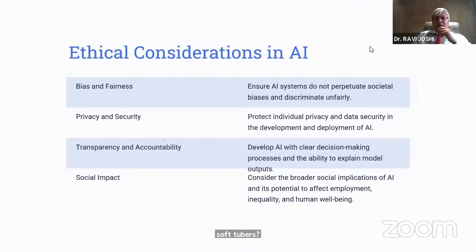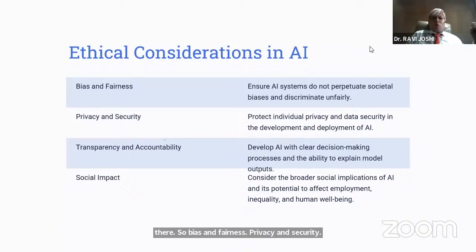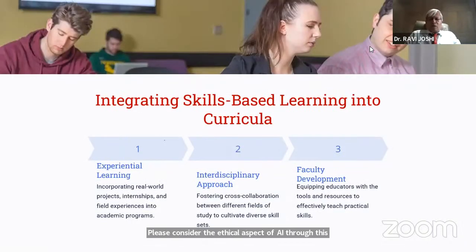So friends, ethical considerations are equally there: bias and fairness, privacy and security, transparency and accountability, and social impact. Whenever you are educating students on AI skills, please consider the ethical aspect of AI and develop these abilities among the students.